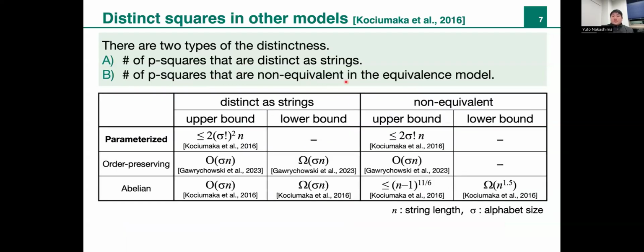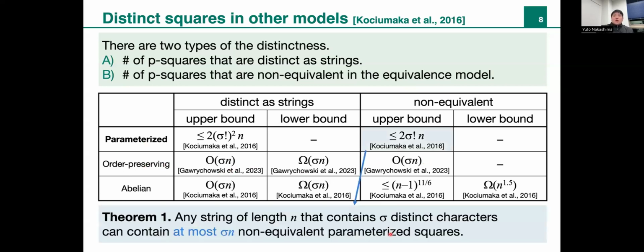For these situations, Kashima et al. first presented several upper and lower bounds of the maximum number of squares in these equivalence models, like this. Later, Gawrychowski et al. gave tighter bounds in the order-preserving model. In this talk, we improve this situation.